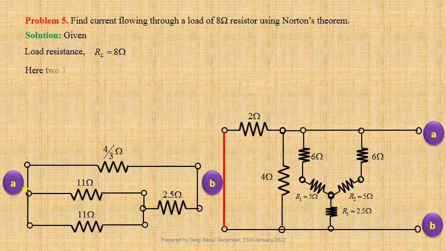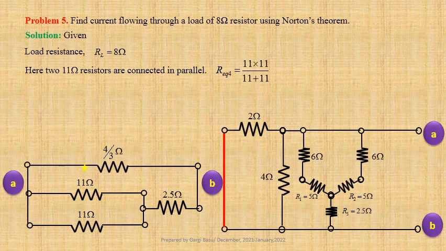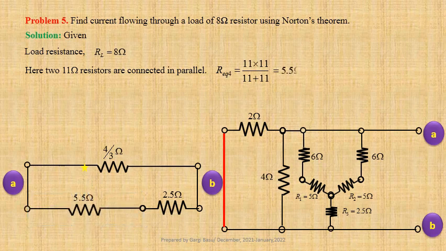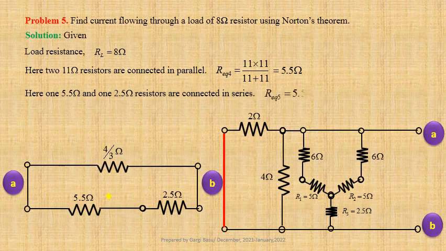Now two 11 ohm resistors are connected in parallel. Their equivalent resistance Req4 equals 11 into 11 divided by 11 plus 11 equals 5.5 ohm. Now one 5.5 ohm and one 2.5 ohm resistors are connected in series. Their equivalent resistance Req5 equals 5.5 plus 2.5 equals 8 ohm.